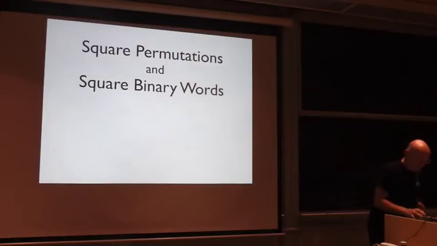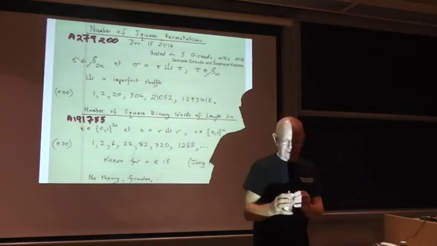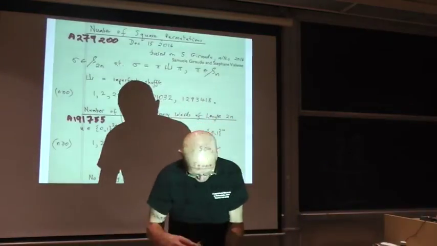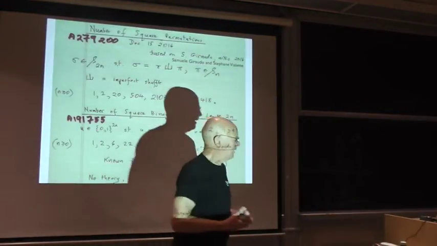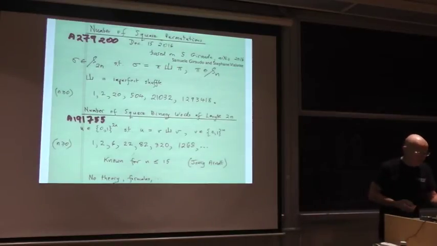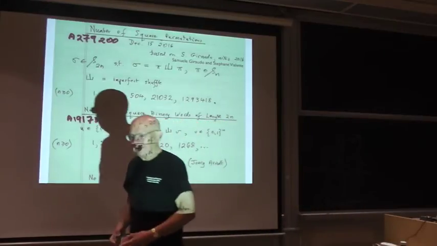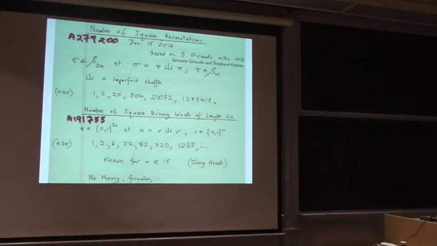Yeah, square permutations. So, this was something I wanted to have a chance to show you, my shuffle. There are square permutations and square binary words. My friend Percy can do a perfect shuffle. I can do a perfect imperfect shuffle.